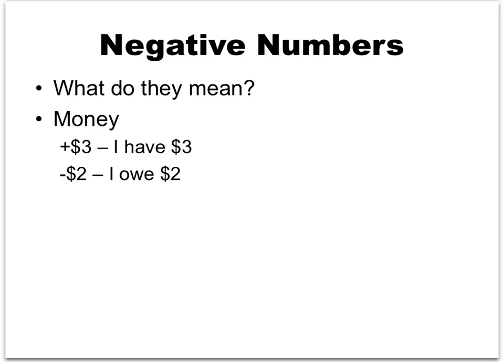Now the last topic we're going to talk briefly about is negative numbers and what they mean. We're going to give several different contexts in which to interpret negative numbers. The first context deals with money. If we have positive $3, I could think of that as representing the fact that I have $3. Whereas if we have a negative $2, we could think of that as owing $2. So a positive amount means that I have money. A negative amount means that I owe that much money.